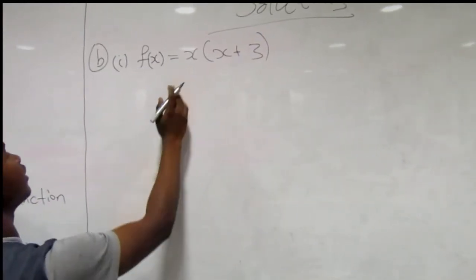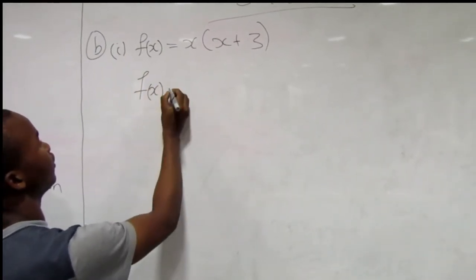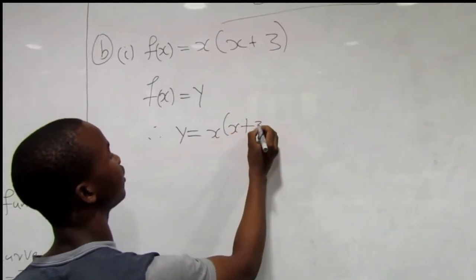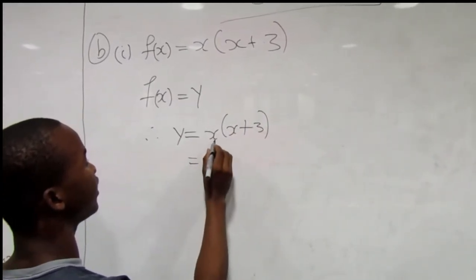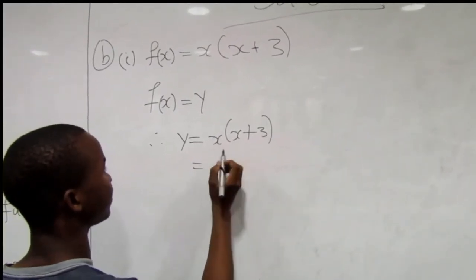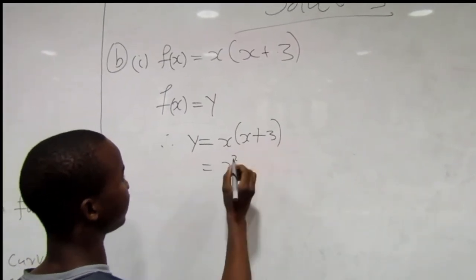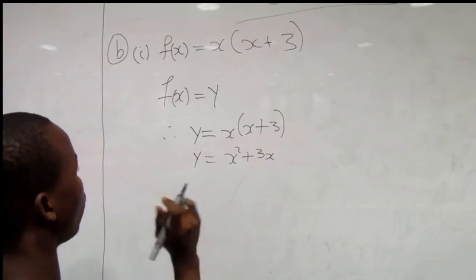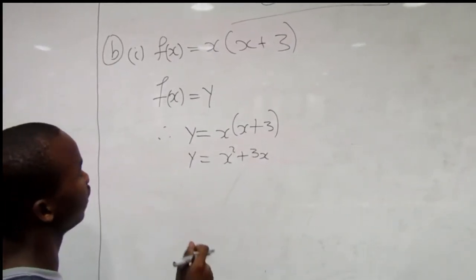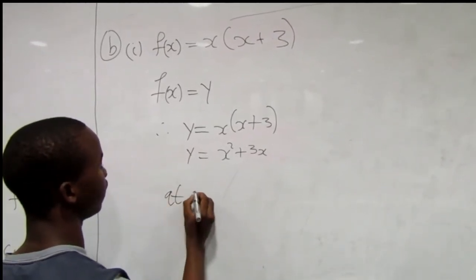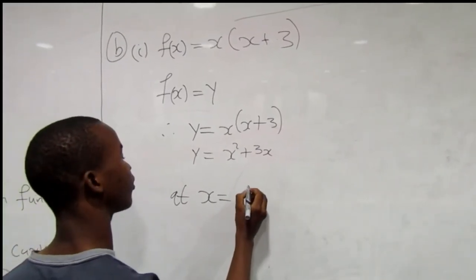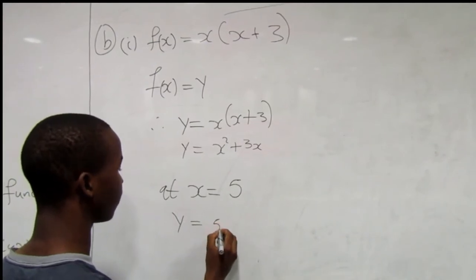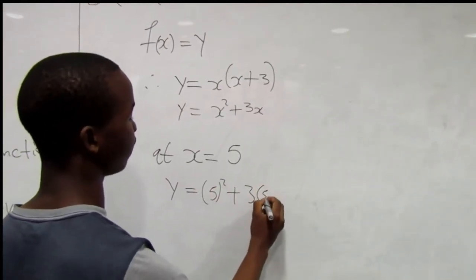The first step is to simplify this. Remember that f of x is equal to y. Therefore, y is equal to x into x plus 3. This x is going to multiply everything inside, so x times x is x squared, and x times 3 is plus 3x. Then from here we calculate our y1, y2 using our given x1 and x2. At x equals 5, our y is equal to, instead of x, we substitute 5: 5 squared plus 3 times 5.